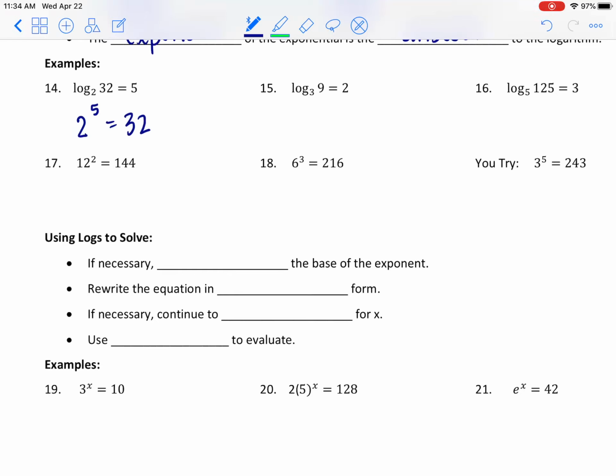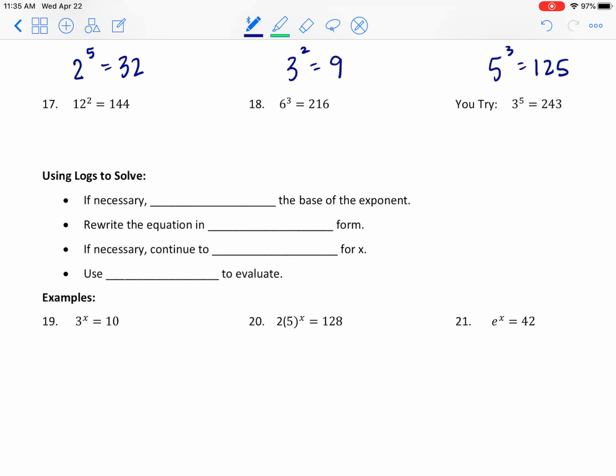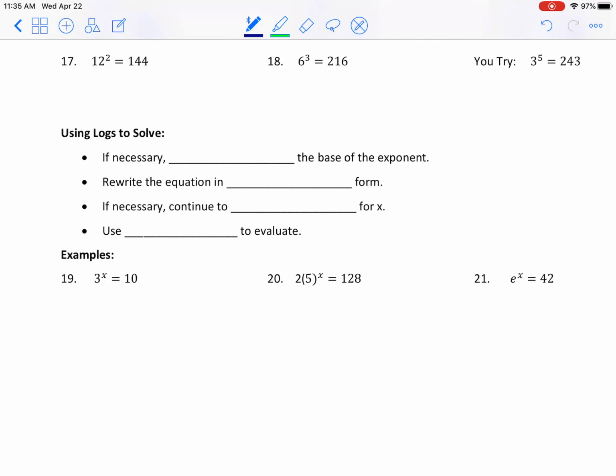Saying that log base 2 of 32 equals 5 is the same thing as saying that 2 to the 5th power equals 32. The base of 2 is still the base of the exponent, and the exponent is the answer. Log base 3 of 9 equals 2 is equivalent to 3 squared equals 9. I think these are intuitive because we know the connections between the numbers. Log base 5 of 125 is 3 because 5 cubed is 125, so those are equivalent.